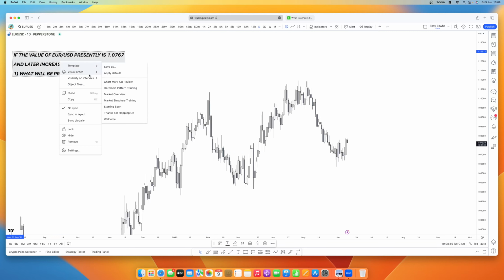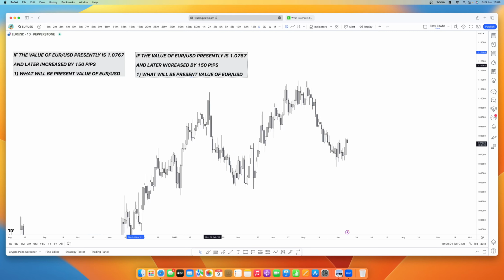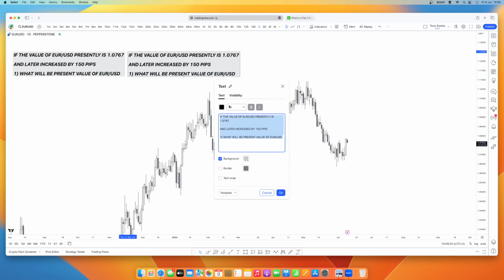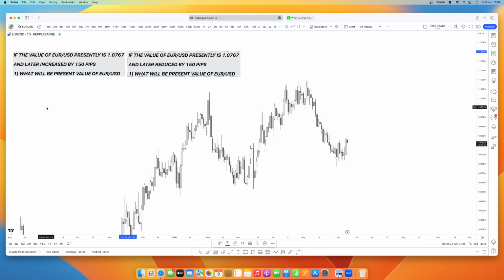And then the second one, which I'm going to give you also, is if the value of Euro USD presently, again, is at 1.0767 and later reduced by, again, 150 pip, what will be the present value for Euro USD? So send your answer to me, and I will mark it. All right, so that's the assignment.